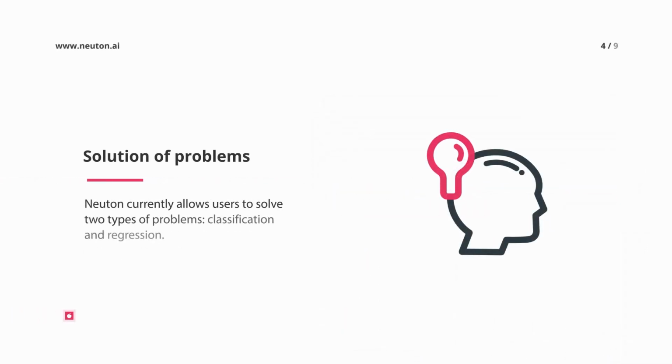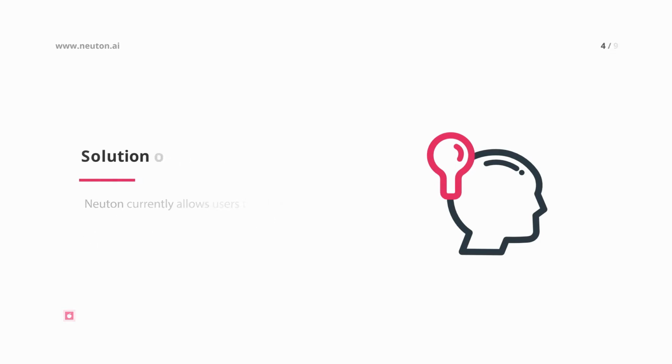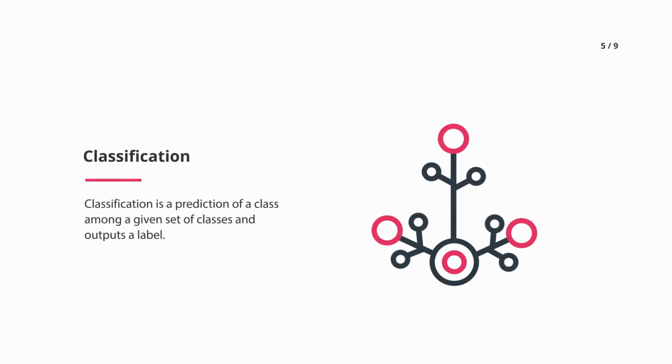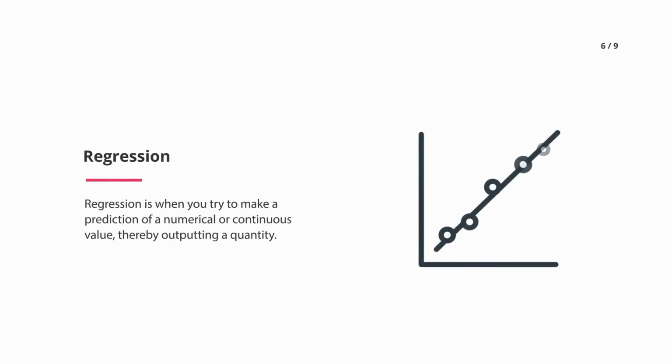Neuton currently allows users to solve two types of problems: classification and regression. When you need to label clients most at risk of leaving, or prioritize which customers to target with which products, you need to solve a classification problem. When your target variable is a quantity, for example, house pricing, air temperature, company revenue, or exchange rates, you need to solve a regression problem.